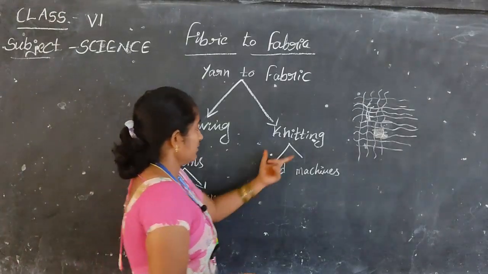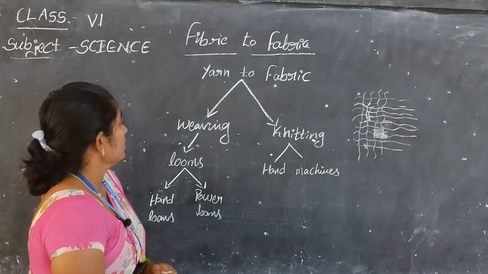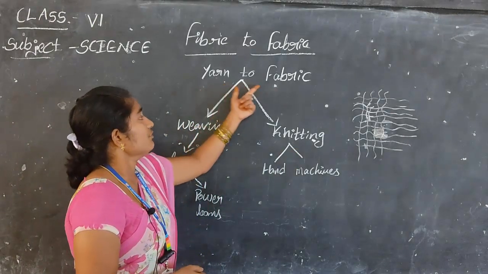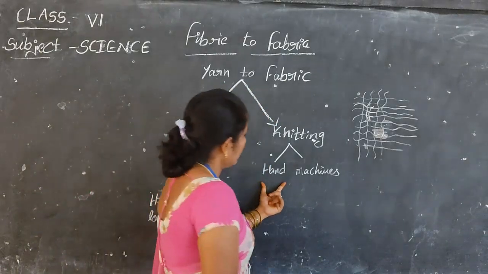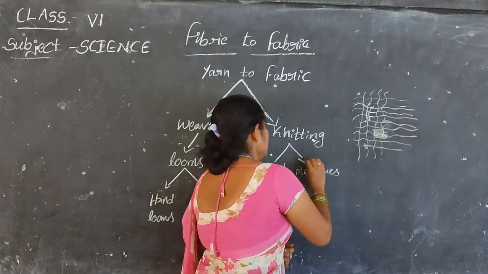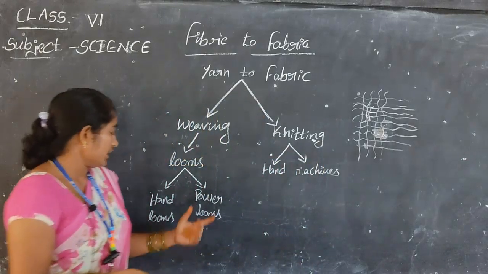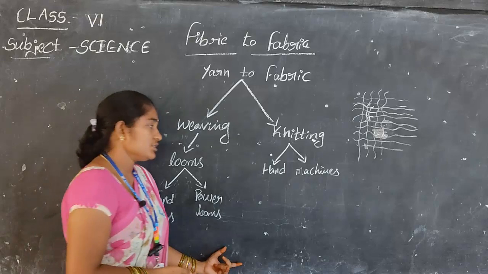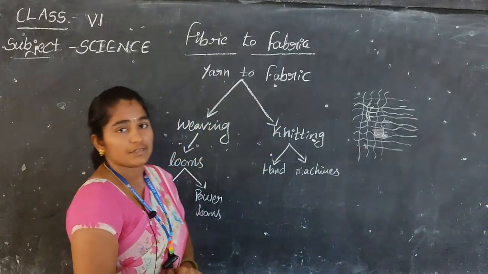So what is knitting? How is knitting possible? Yarn is made into fabric by knitting. Knitting is done by hand and by machines, like hand looms and power looms. It is also hand knitting and machine knitting. What is knitting?